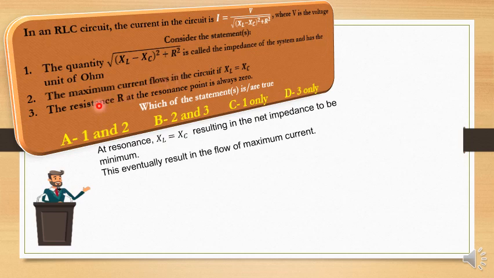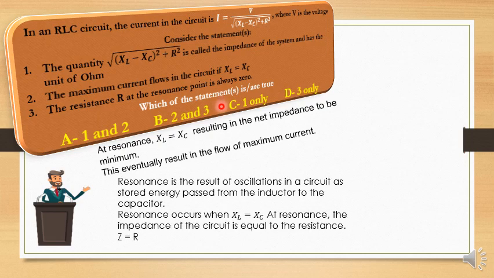Then option 3 says the resistance R at the resonance point is always 0, but statement 3 is wrong. We already have that statement 1 is correct, so we can eliminate option B and option D. We are left with option A and option C to choose from. The resistance R at the resonance point is always 0? We say no, the resistance at resonance is not always 0. Instead, the resistance at resonance is the same as the impedance.